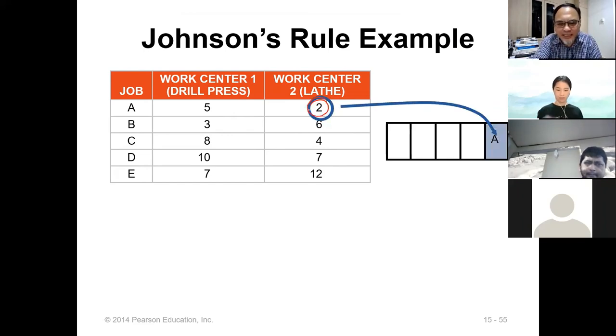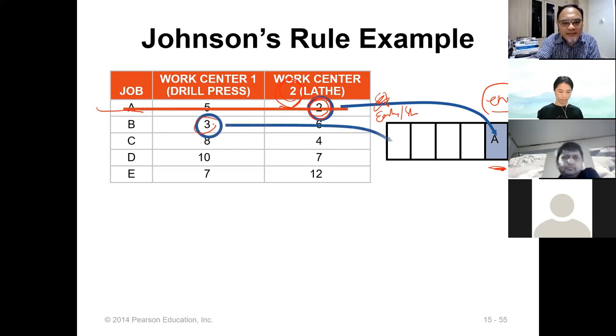The shortest is at work center 2. So what we do is assign or load it at the end. You will see this later. This is the start, the early part. So A is assigned at the end, at the back.